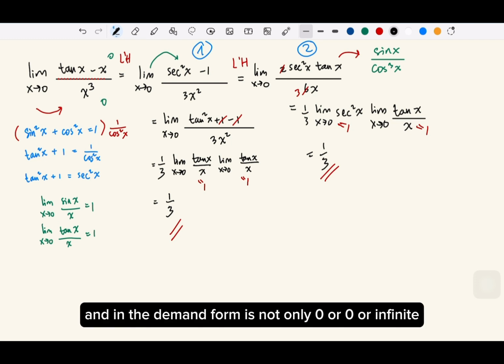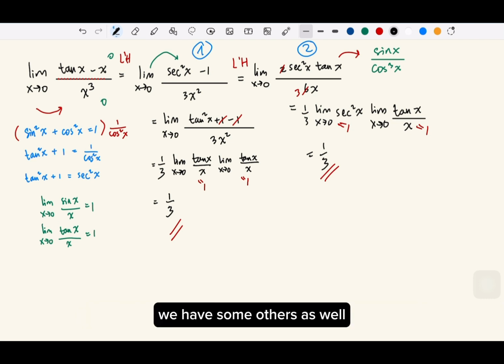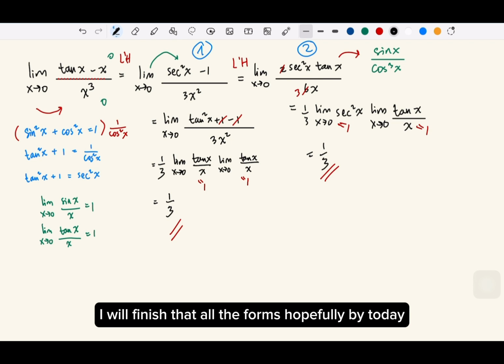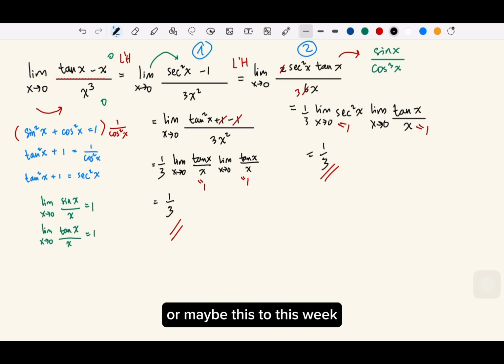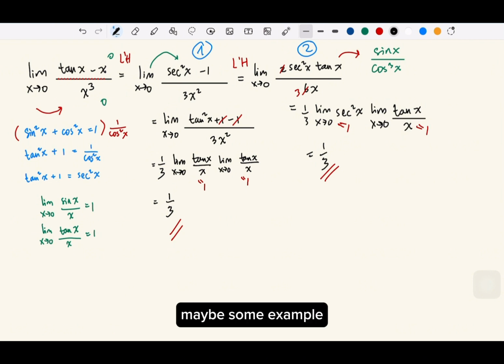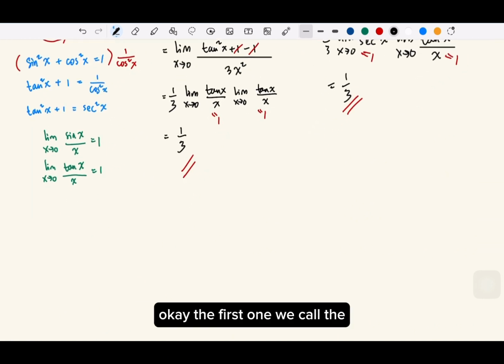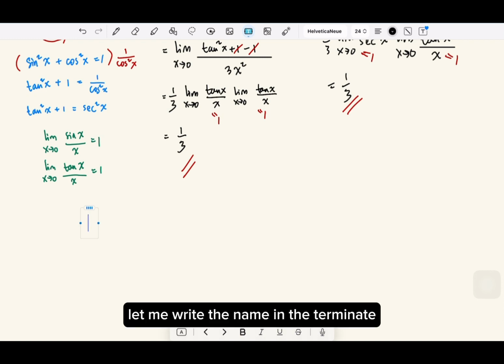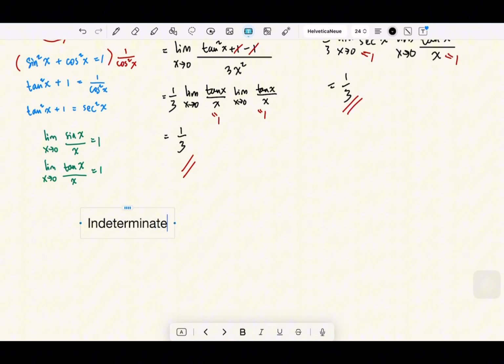And indeterminate form is not only 0 over 0 or infinite over infinite. We have some others as well. And we'll finish all the forms, hopefully by today or maybe this week. But I think today we can finish, at least just to give you the descriptions, and then after that, maybe some examples. Okay, the first one we call, let me write the name, indeterminate products.